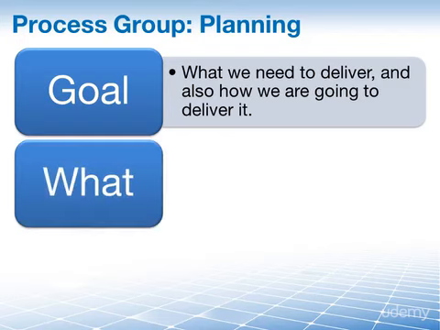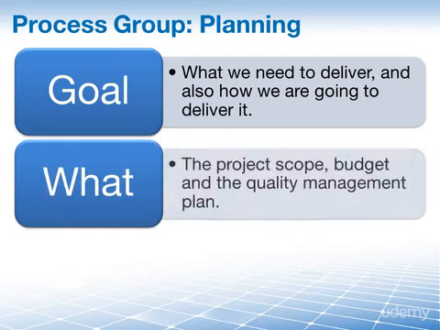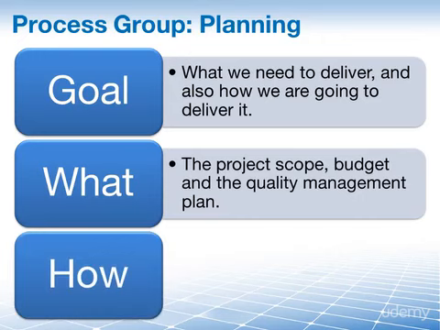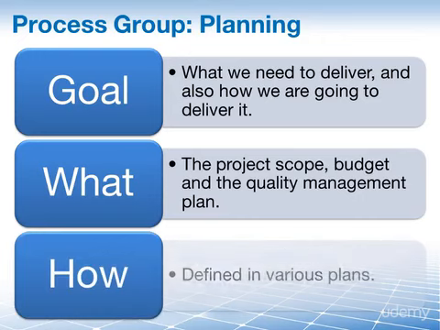What we deliver is primarily defined in the project scope, but also in the budget, where we say how much it will cost, in the schedule, where we say when it will be done, and in the quality management plan, where we say at what grade we will be delivering the results. The how is defined in all our various other plans.